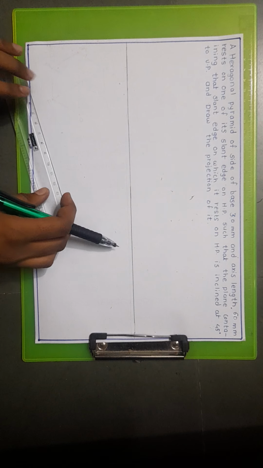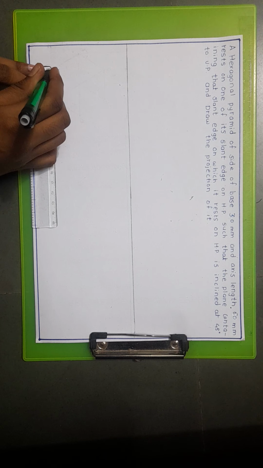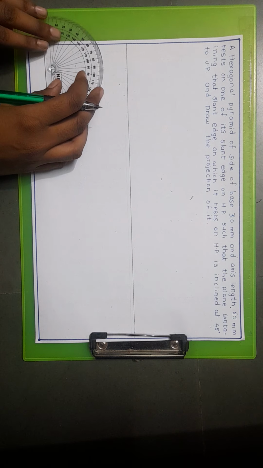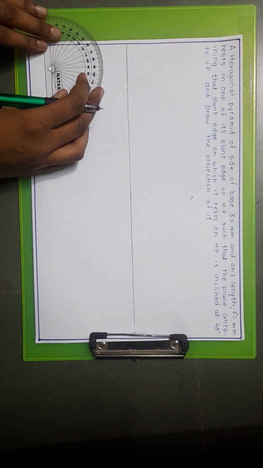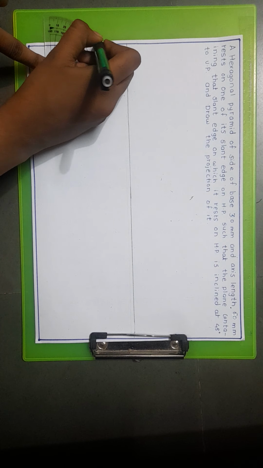So, the hexagonal pyramid of side base 30 mm. We have to draw a pyramid of base side 30 mm which is resting in HP. So I will draw. This is 30 mm. The angle of hexagon is 120 degrees. So I will draw it.